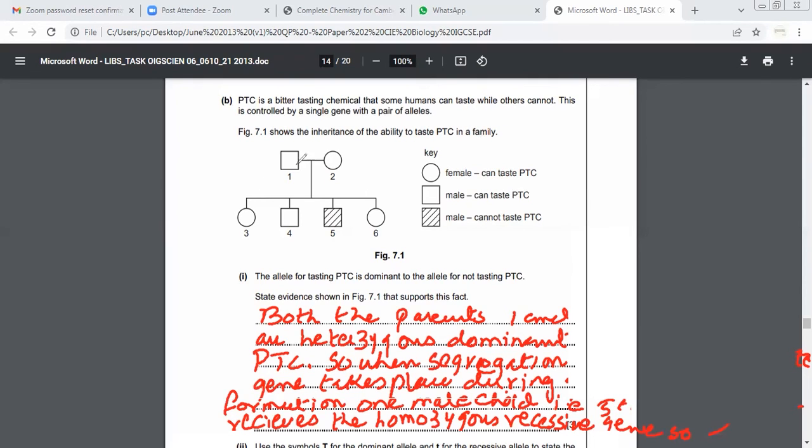Both the parents do not show any recessive characteristics. That is, they cannot taste PTC. Okay, that they cannot taste the bitterness. They can taste the bitterness when the children were formed. The fifth member, the fifth boy, cannot taste bitterness.